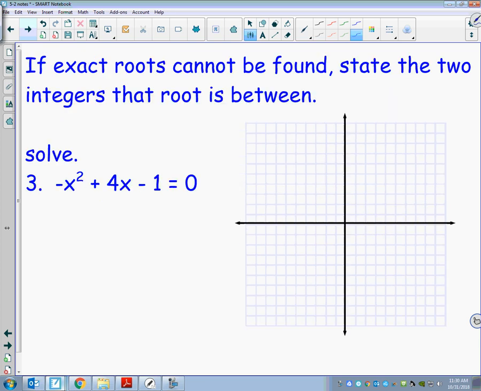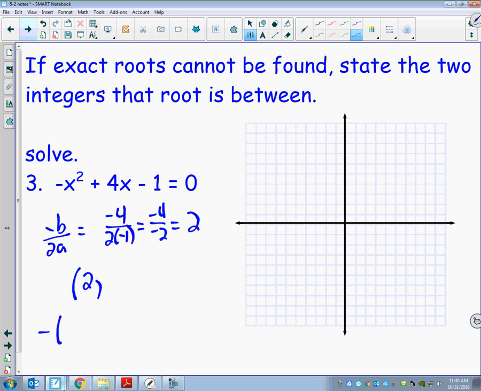What about if it doesn't cross at a nice point? It says if exact roots cannot be found, state the two integers that it can be found between. Eventually we'll talk about finding the exact answers. So what about this one? The negative tells me it's opening down, but I can still start with my vertex, which is negative b over 2a. That would be negative 4 over 2 times negative 1. Negative 4 over negative 2 is positive 2.